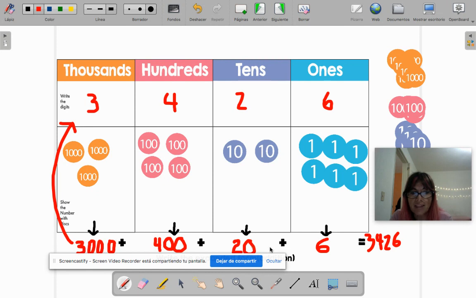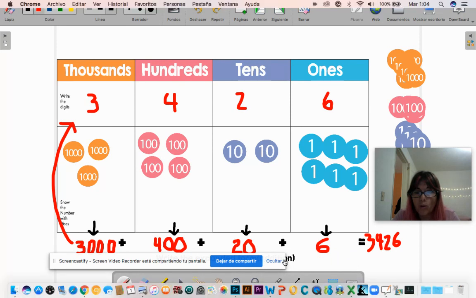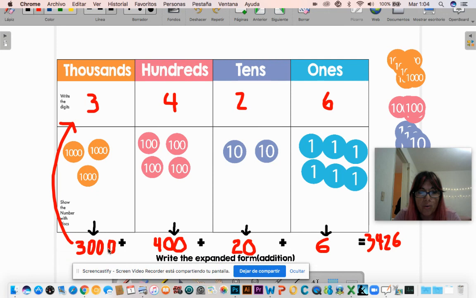Sometimes when you add this, some boys like to put all the expanded numbers, like put 3,000 like this, and then they want to put the 400 here, and then the 20, and then the 6. No, it's not just putting all the numbers together. That's not what we are doing today. The addition, you write it the way you see it in the addition. If you read here 3,000, you say 400, then you say 20, and then you say 6. So that's what you write at the end.